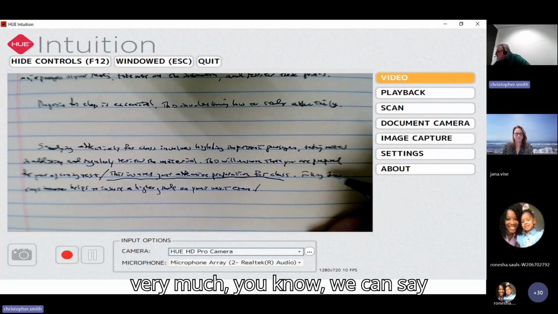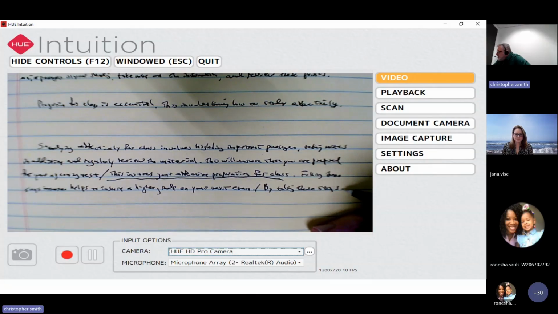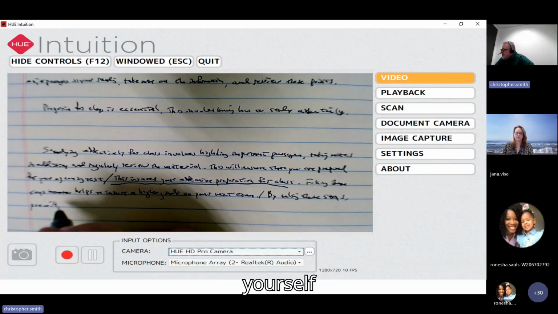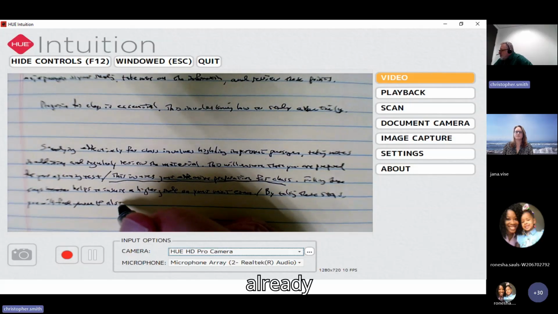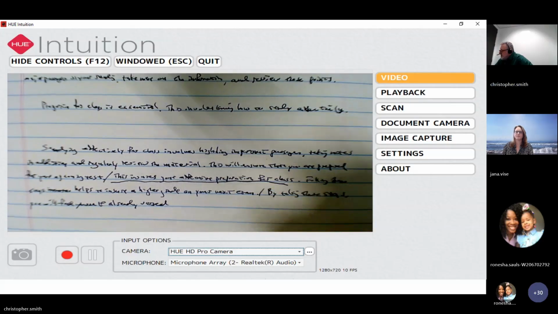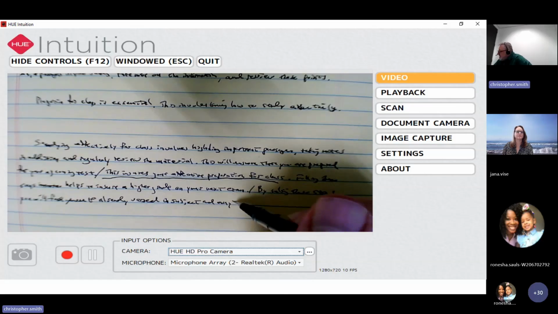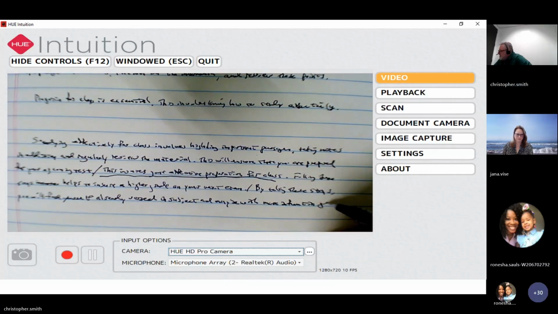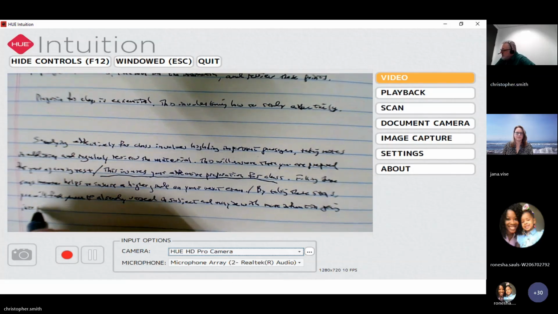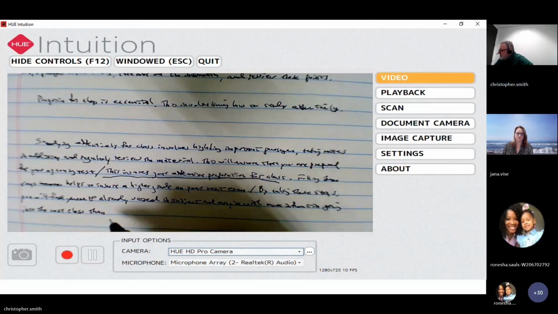And so we can say, by taking these steps, you will find yourself already versed in the subject and maybe with more information going into the next class than those seated around you.